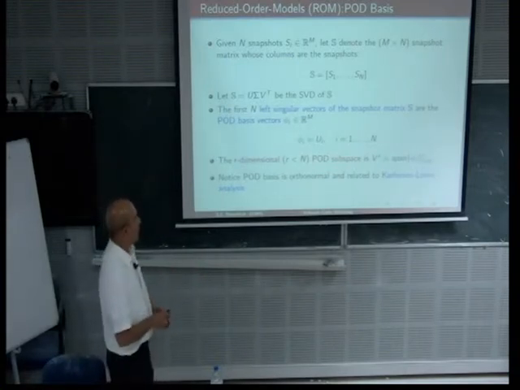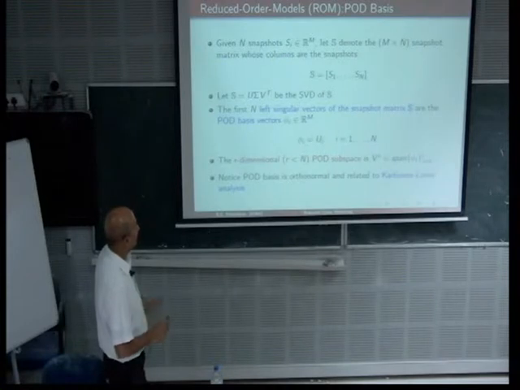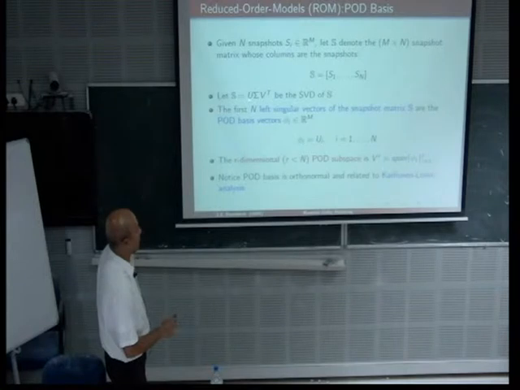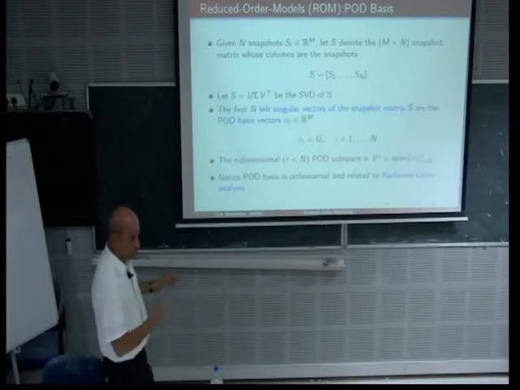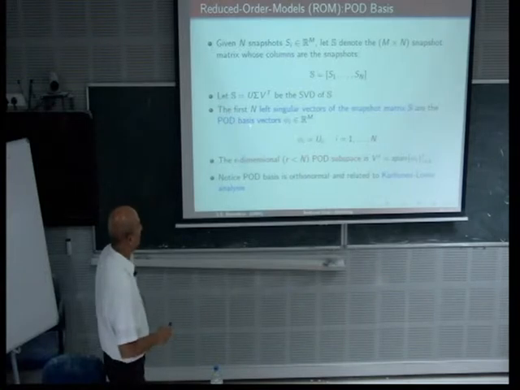Now S is an m by n matrix. So what is the size of U? This is a square m by m matrix. Sigma is an m by n matrix. V is an n by n matrix. U and V are orthogonal square matrices. So the first n left singular vectors, that is, columns of U of the snapshot matrix, are the POD basis vectors.